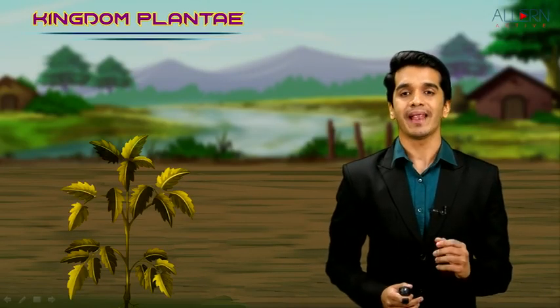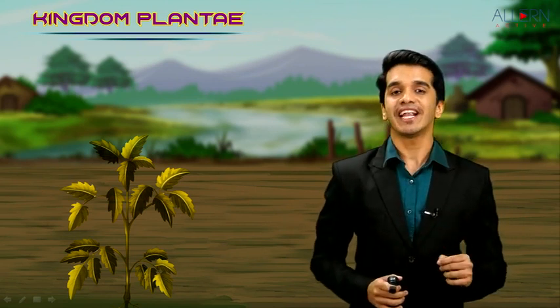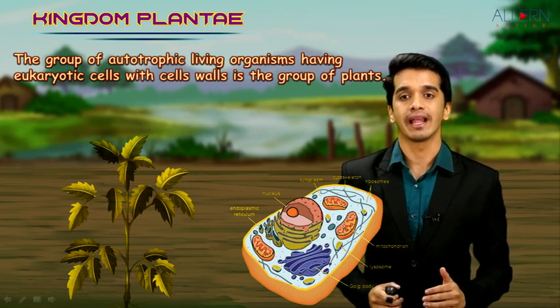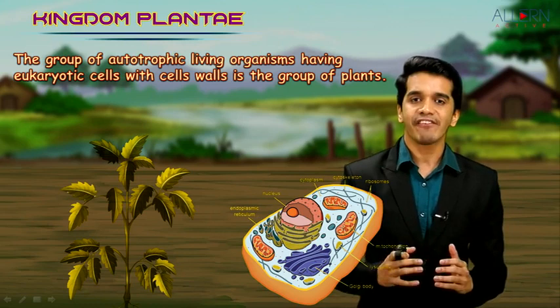In this chapter, we are going to study kingdom Plantae in further detail. If you observe this beautiful tree, the color of this plant is green. Why? Because it contains a pigment called chlorophyll, which is present inside the chloroplast. So this plant will prepare its own organic food, and this process is called photosynthesis. The cells of the plant are eukaryotic cells, that means highly evolved cells. The first point says that plants are a group of autotrophic living organisms having eukaryotic cells.